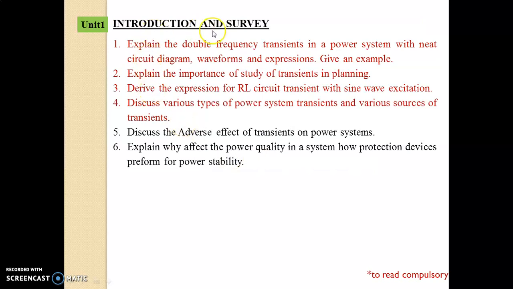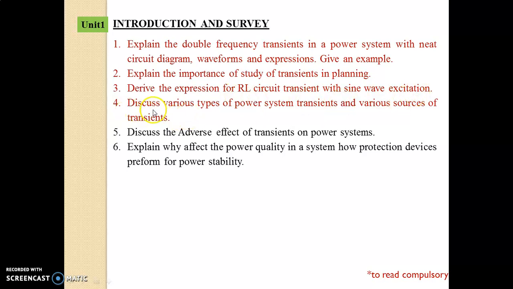Unit 1 is Introduction and Survey. Here I have taken 6 questions as important. First one, explain the double frequency transients in a power system with neat circuit diagram, waveforms and expressions. Give an example. Second one, explain the importance of study of transients in planning. Third one, derive the expression for oral circuit transient with sine wave excitation.